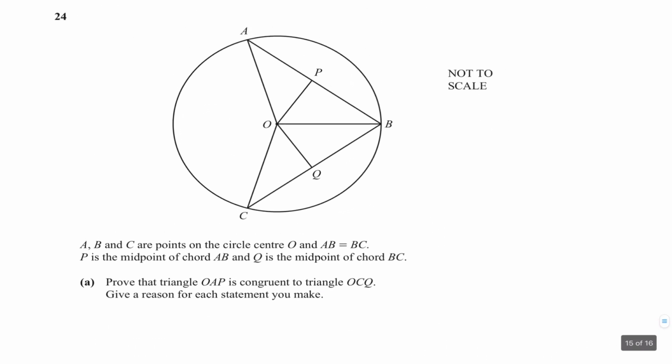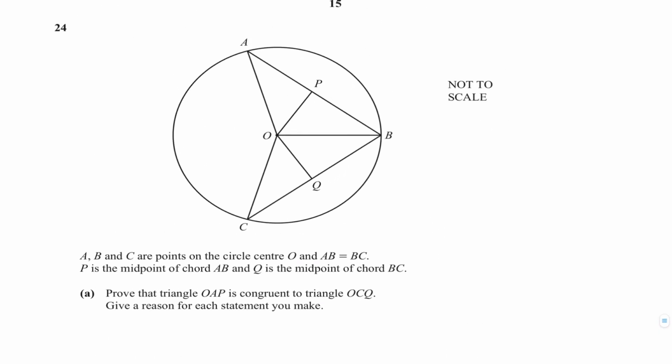Alright, now we have question number 24, which says A, B and C are points on the circle, center O, AB is equal to BC. Alright, so let's write that down. AB is equal to BC. Okay, let's make a straighter line. Prove that OAP is congruent to OCQ.